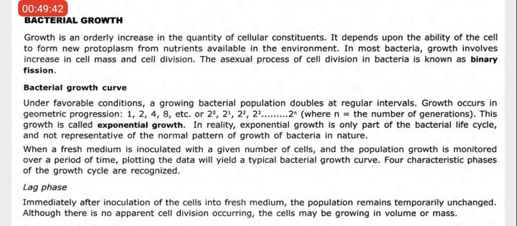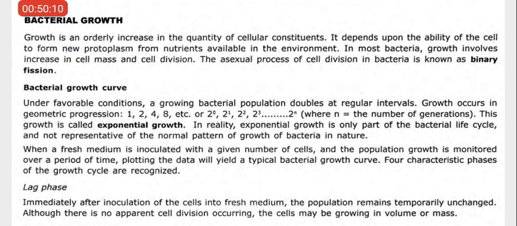Growth occurs in geometric progression: 1, 2, 4, 8, etc., or 2 to the power of 0, 2 to the power of 1, 2 to the power of 2, 2 to the power of 3, etc. That is, 2 raised to n, where n is the number of generations. This growth is called exponential growth. In reality, exponential growth is only part of the bacterial life cycle and not representative of the normal pattern of growth of bacteria in nature.